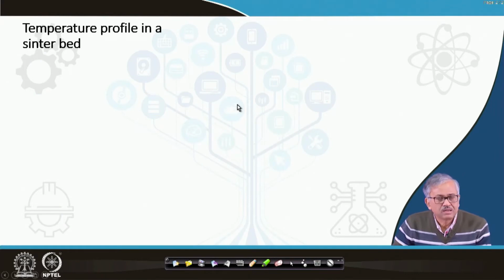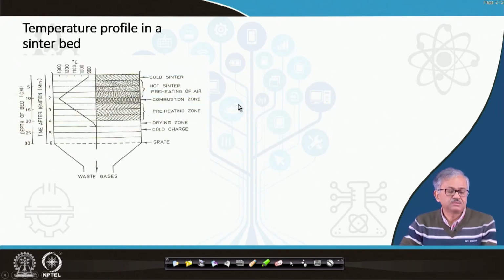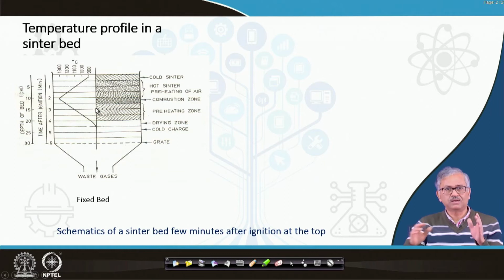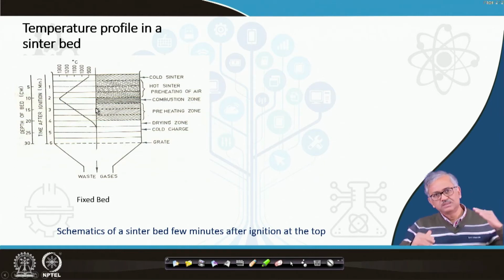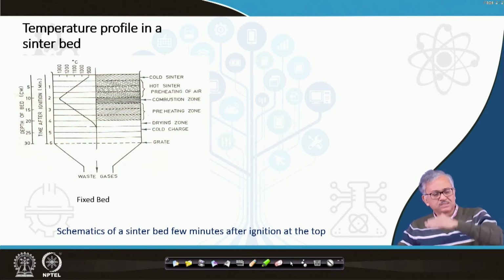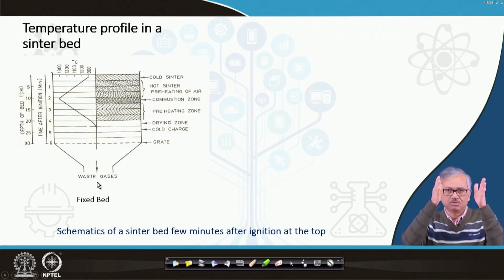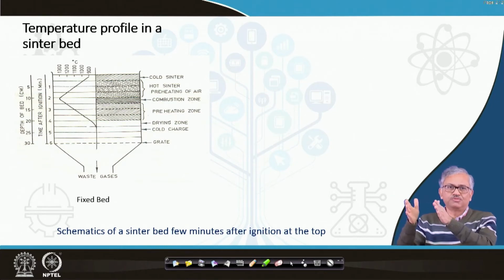Now, you must understand the temperature profile in a sinter bed is very important. This is basically the schematic of a sinter bed a few minutes after ignition at the top, and it is a fixed bed. It is unlike in the plant, where there is a forward movement of the pallets. Here, in the laboratory scale, you can have a fixed bed. Your pallet does not move.